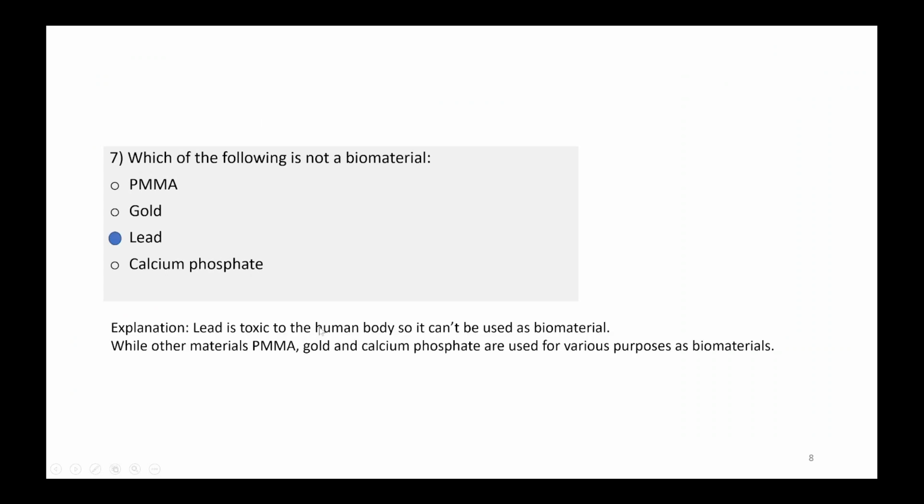Lead is toxic to the human body, so it can't be used as a biomaterial. While other materials such as PMMA, which is polymethyl methacrylate, and gold, calcium phosphate, these all can be used as biomaterials and they don't have any toxic element to them.